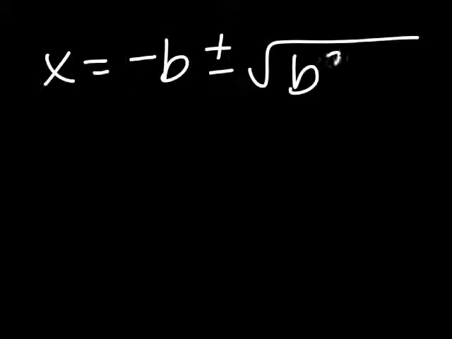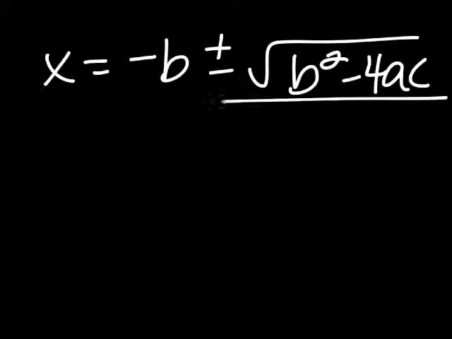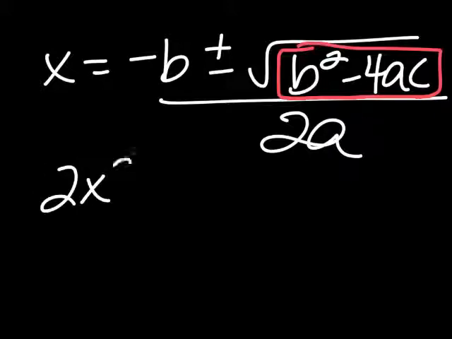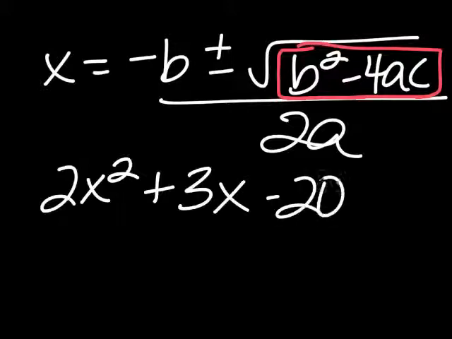So let's go ahead and remember what the quadratic formula is, and that is x equals negative b plus or minus the square root of b squared minus 4ac all over 2a. My method of solving the quadratic formula is to solve only this area, which is called the discriminant, first. It's much easier, takes a lot of the headache and confusion out of the problem. So we are going to solve 2x squared plus 3x minus 20 equals 0.